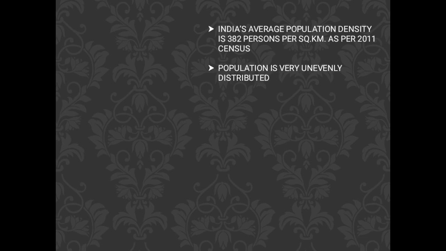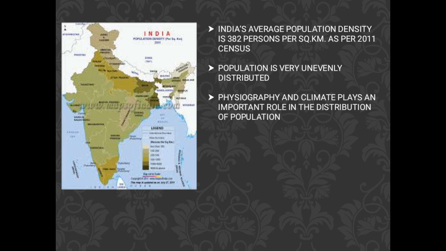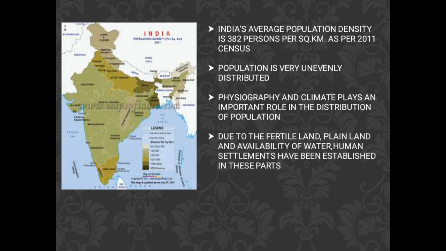In India, population is very unevenly distributed. Physiography and climate play an important role in the distribution of population. Due to the fertile land, plain land, and availability of water, human settlements have been established in these parts for many centuries. Due to farming, industries, and trade, the population got concentrated in few places.